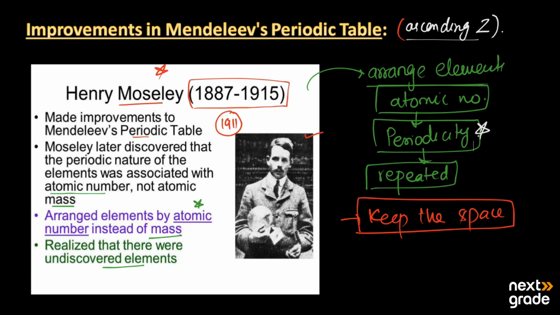Another improvement was the addition of an extra group, known as group 8A. In group 8A, he kept the noble gases. These gases are known as the inert gases. Why are they known as inert gases? Because they do not react with others. So this was the additional improvement in Mendeleev's periodic table that was done by Henry Moseley.